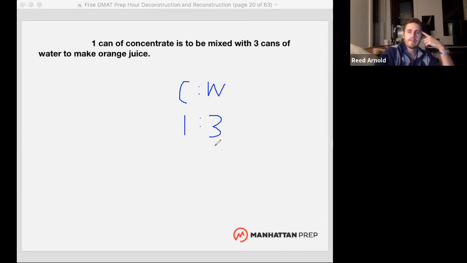Okay. Now I do want to be clear here. Some people are bringing OJ into this equation. The OJ is something else. What would the OJ be in this ratio? 4. Yeah, don't mix up the OJ and the concentrate. Don't mix up the part for the entirety. The concentrate and the water become the OJ. Okay, so the orange juice is 1 part concentrate, 3 parts water.